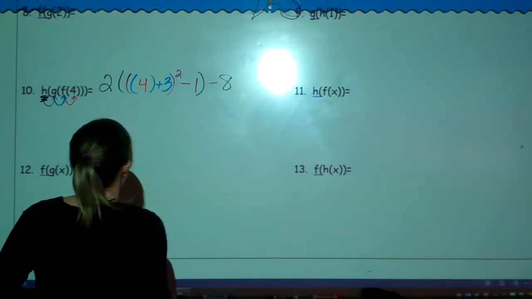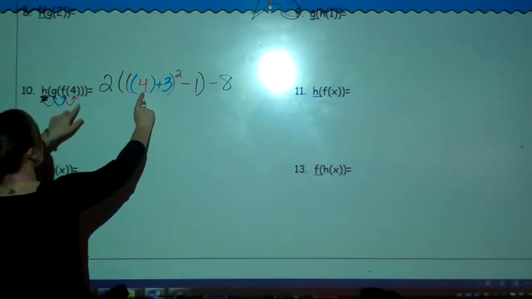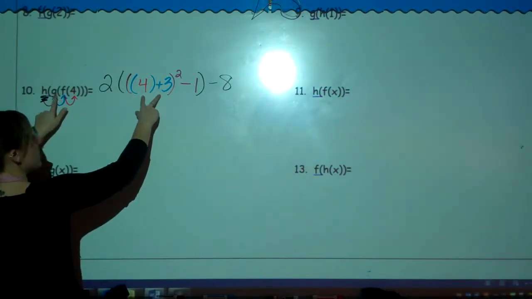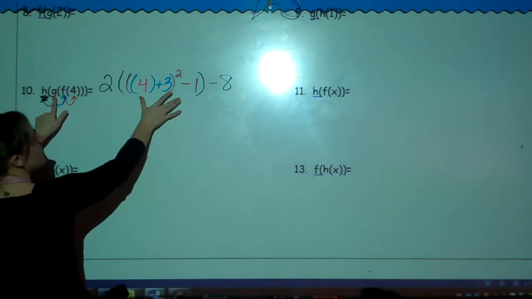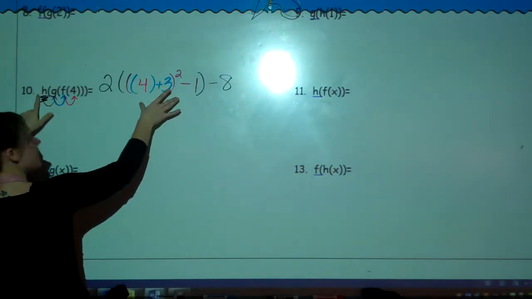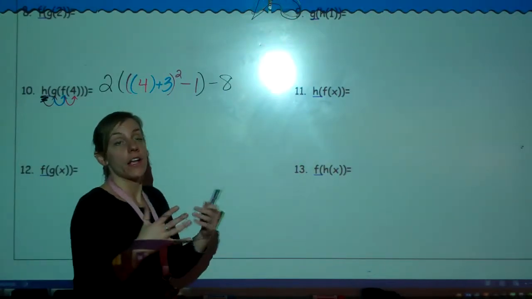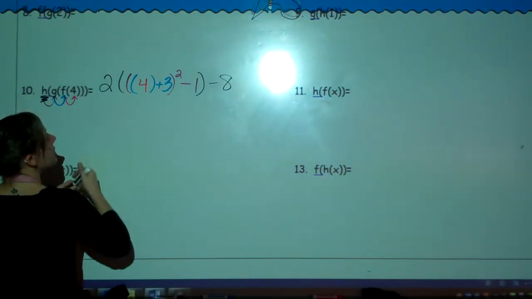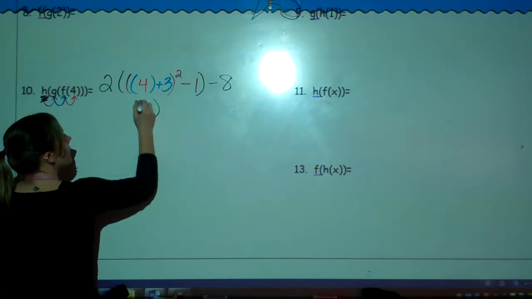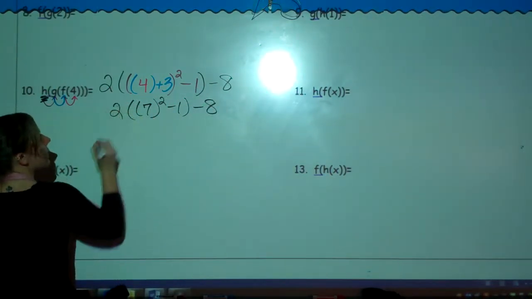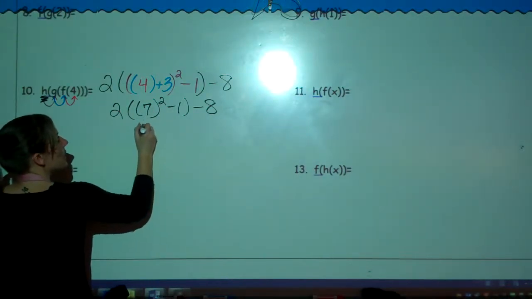All right, so now that I've put 4 into the f function, which was blue, and I put the f function into the g function, which was maroon, and then I put the g function into the h function, which is the one I started with, that black one. Now I can work it out. 4 plus 3 is 7. Okay, bring everything else down. 7 squared is 49.